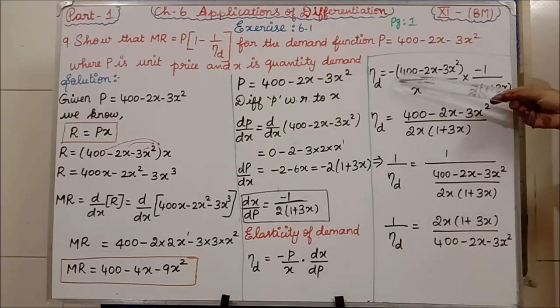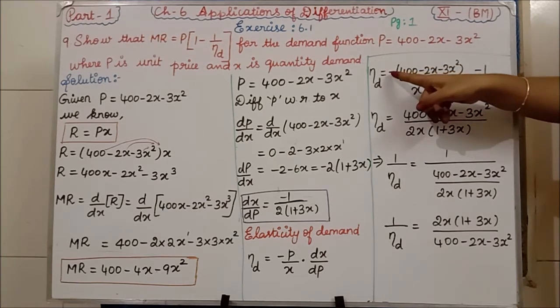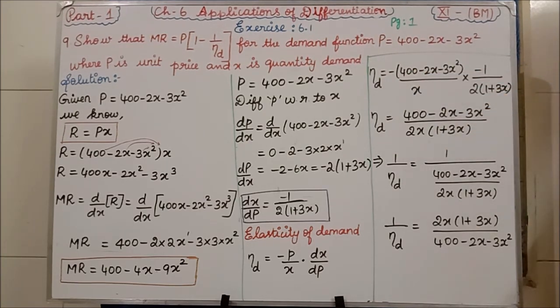They have given (400 - 2x - 3x²) divided by x into dx/dp, whose value is -1 divided by 2 into (1 + 3x). See, here one minus and here one minus, so minus will become plus. So in the numerator, 400 - 2x - 3x² divided by 2x into (1 + 3x). Clear? Now this is the elasticity of demand value.